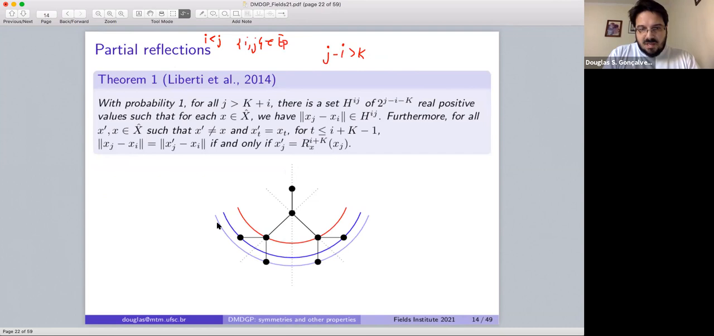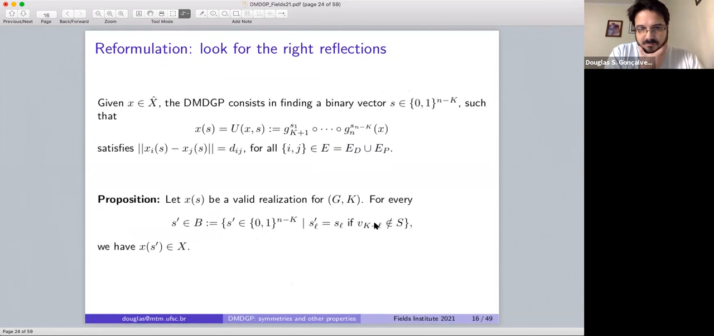And then what we have is that this problem, for instance, if the distance is this light blue, then the problem has only 2 solutions. And this will be exploited in a new algorithm that I will talk to you about in the next few slides. So, okay, if you consider this theory of partial reflections, you see that the discretizable molecular decision problem boils down to finding the correct composition of partial reflections.